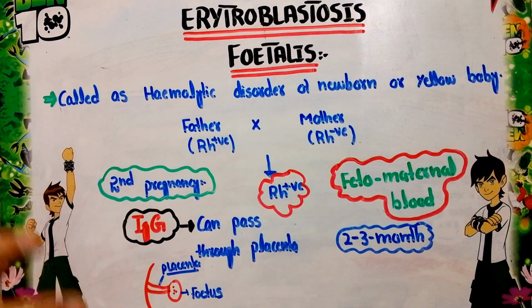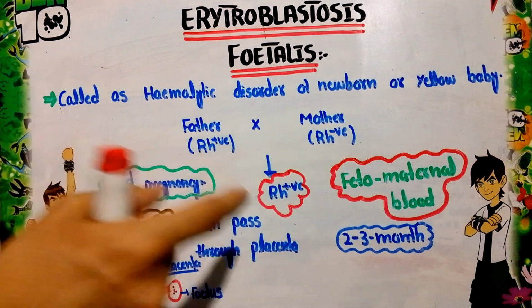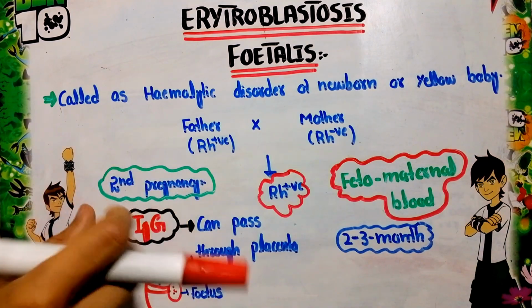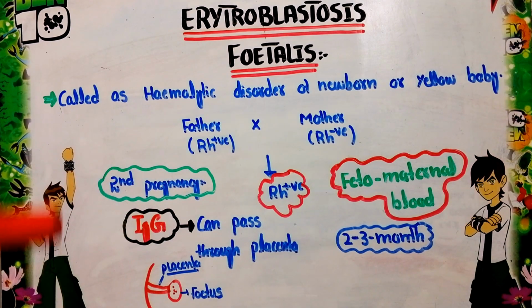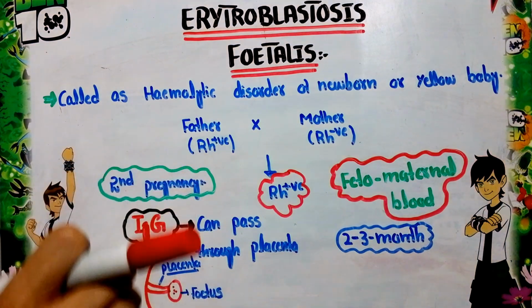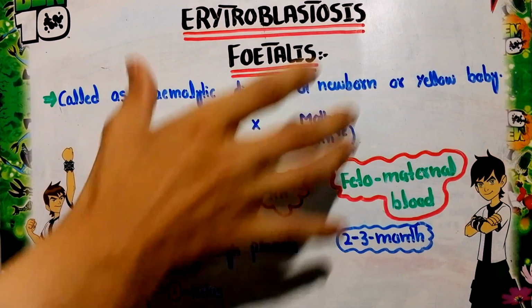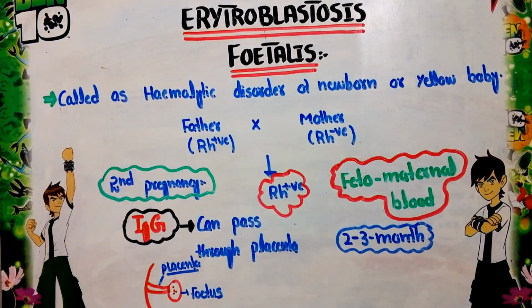So the antibodies found in the mother's body, stimulated in the first pregnancy by the antigens of the Rh positive fetus, are of the type IgG. It is a type of antibody with a special characteristic: it can pass through the placenta. When these antibodies enter the Rh positive second fetus, they cause an agglutination reaction, which causes clumping of the RBCs of the fetus. This condition is called erythroblastosis fetalis.